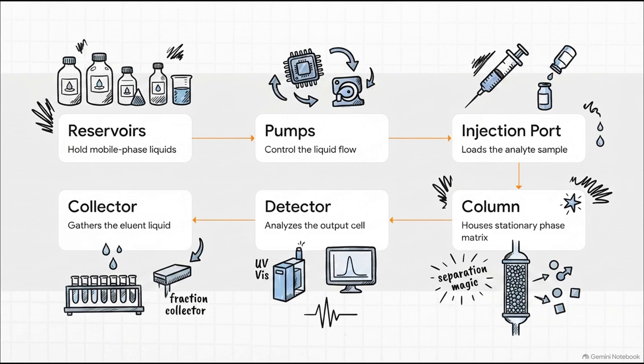Imagine this is a flowchart in your mind. Step 1, reservoirs hold your mobile phase liquids. Step 2, microprocessor-controlled pumps and a mixing chamber control the fluid flow. Step 3, you load your sample, which is the analyte, right into the injection port. Step 4, the liquid travels through the column, which houses the stationary phase matrix. This is literally where the actual separation magic happens. Step 5, a detector analyzes the output. And finally, Step 6, the fraction collector gathers the eluent liquid in separate little tubes. Memorize this flowchart, guys. It's practically the heartbeat of protein isolation.